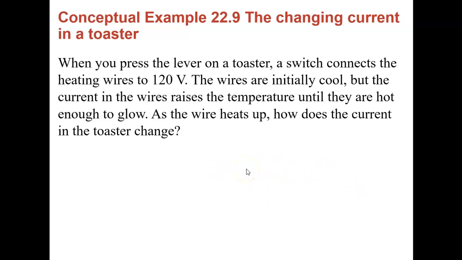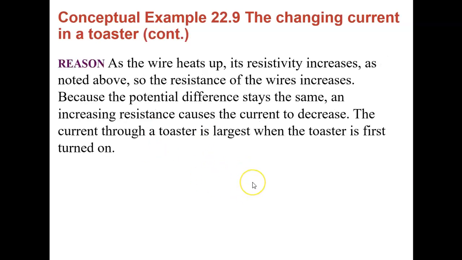I think many of you have probably seen this. Toasters start off dark and then they glow when it gets hot. So as the wire heats up, its resistivity increases. So the resistance of the wire increases, and because the delta V stays the same, increasing the resistance also causes the current to decrease. So actually, the most current goes through when the toaster is first turned on. After that, the current decreases when the element heats up.